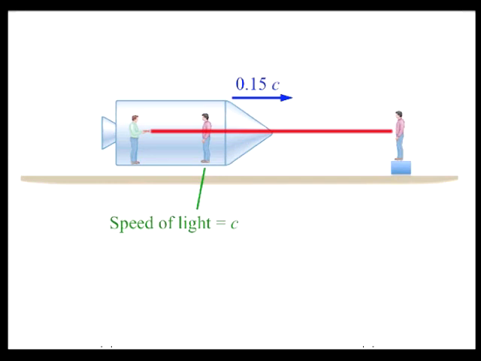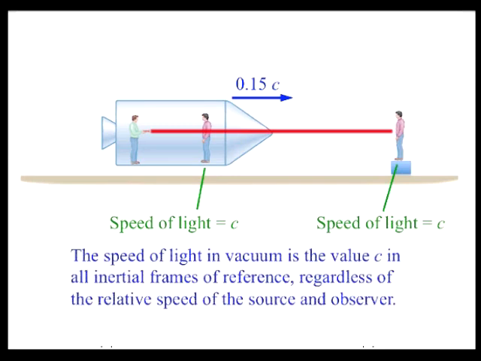Surprisingly, the answer is that the ground-based observer measures the speed of the light to be c, no greater, no less, no matter what the relative speed between the observer and the source. This result has startling implications regarding time and length at relativistic speeds.